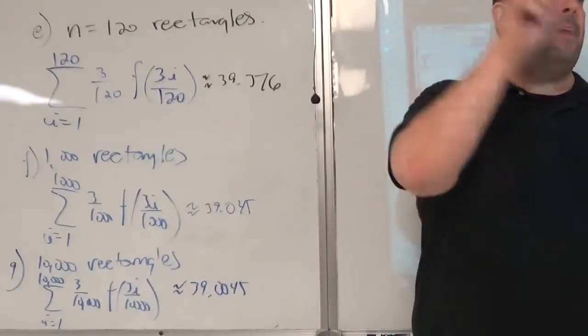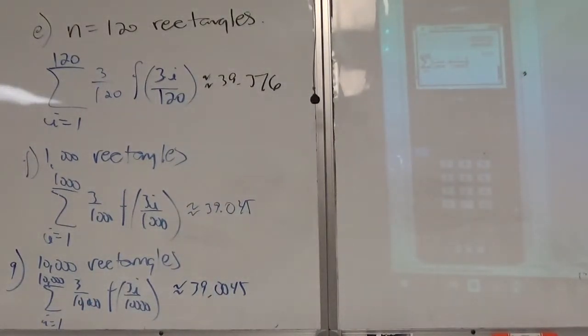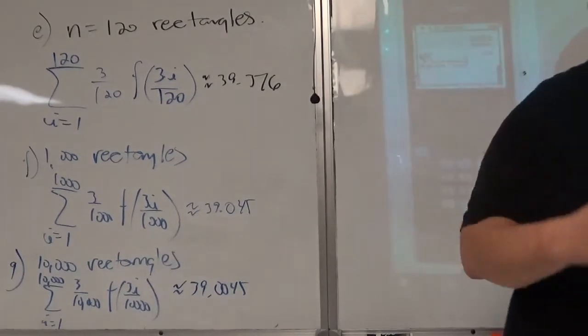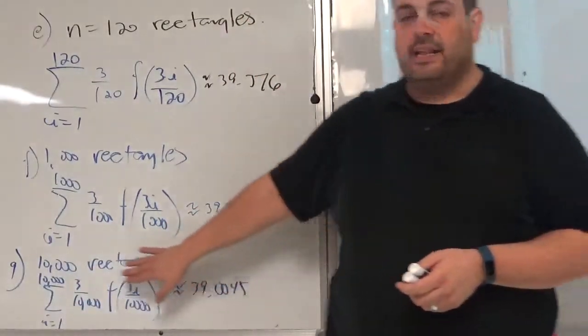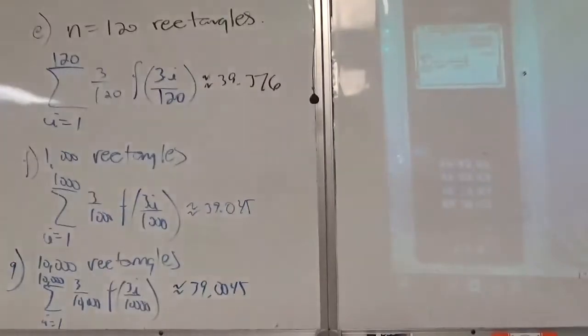I want to get better. I want to get exact. How do we get exact? How do we get the exact area, not an estimate? Do we set it equal to a number and find n? That's an interesting idea. You would set this whole sigma notation equal to 39 and then try to solve for n. You could play around with that for a little bit.